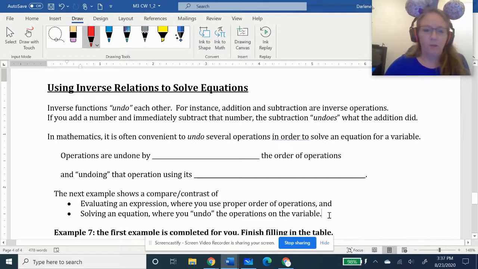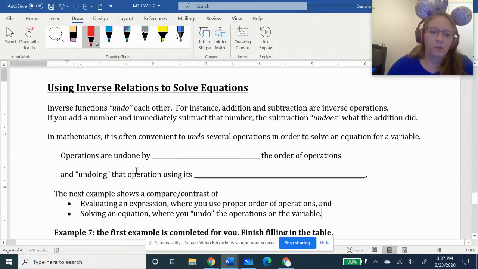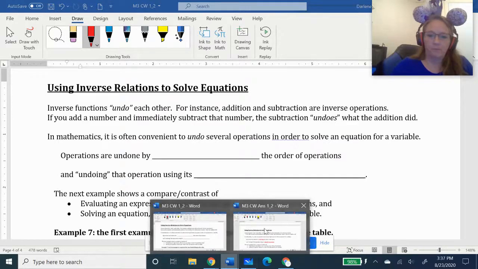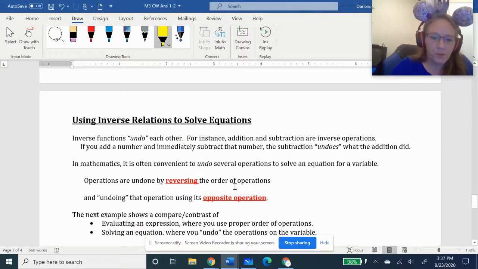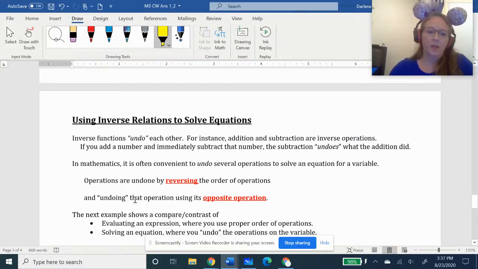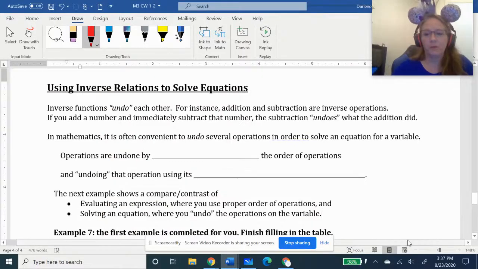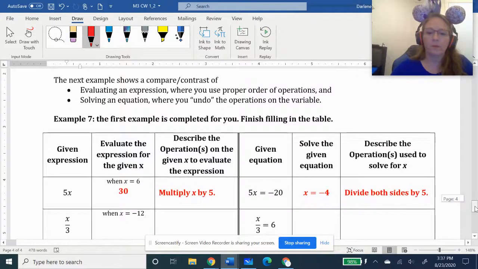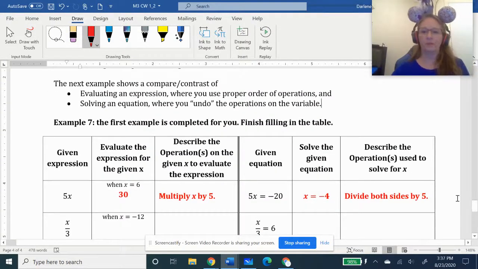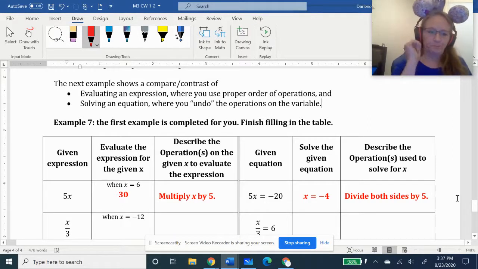So you can read over this, but the basic idea is to undo several operations. Your operations are undone by reversing the order of operations and undoing that operation using its opposite operation. And that's what we're going to focus on with this work. And I'm going to try to guide you through this example because there's a purpose for it.